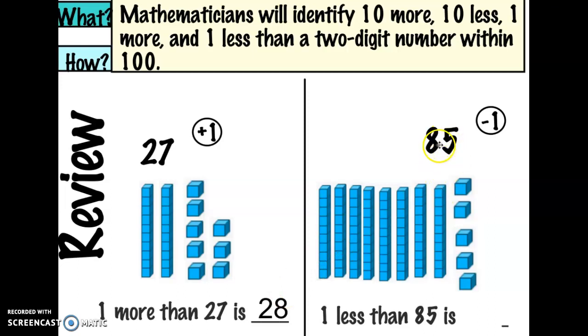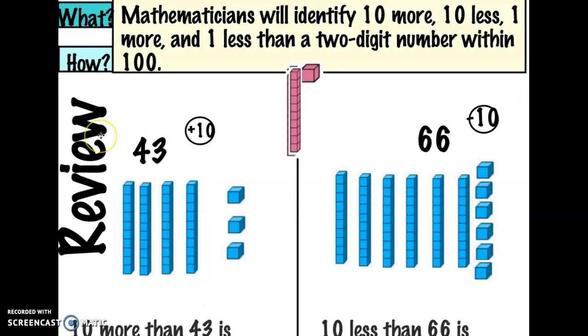Now we have the number 85, and we're being asked to find 1 less than 85. So we have 8 tens, 5 ones. And 1 less, we have to take 1 away. And we end up with 84.